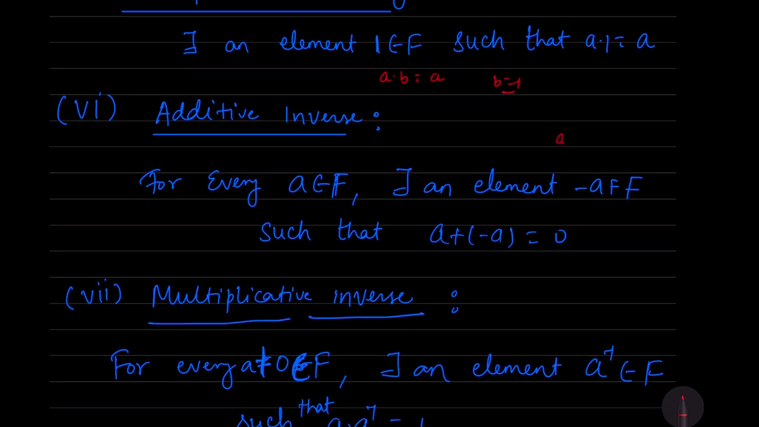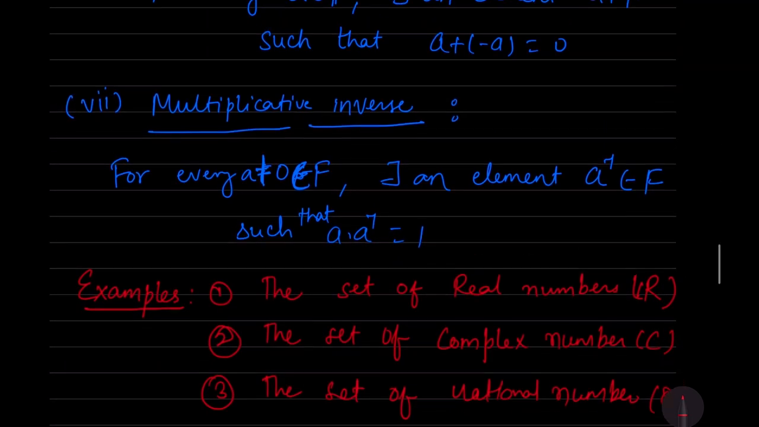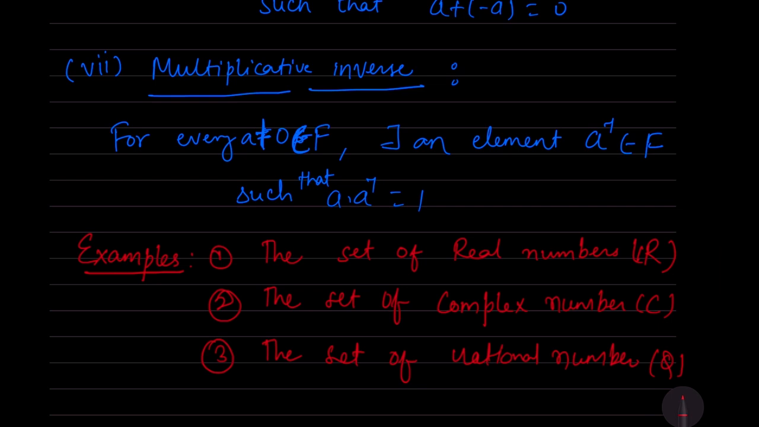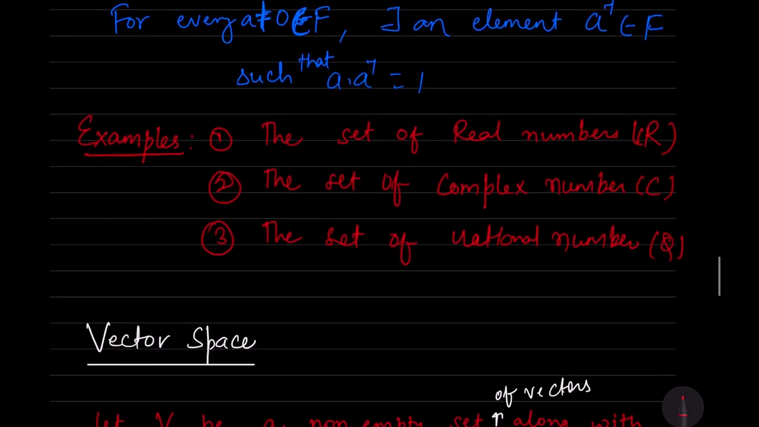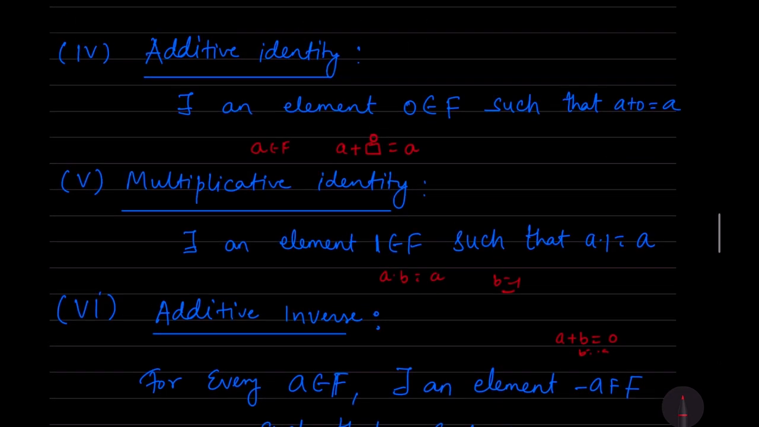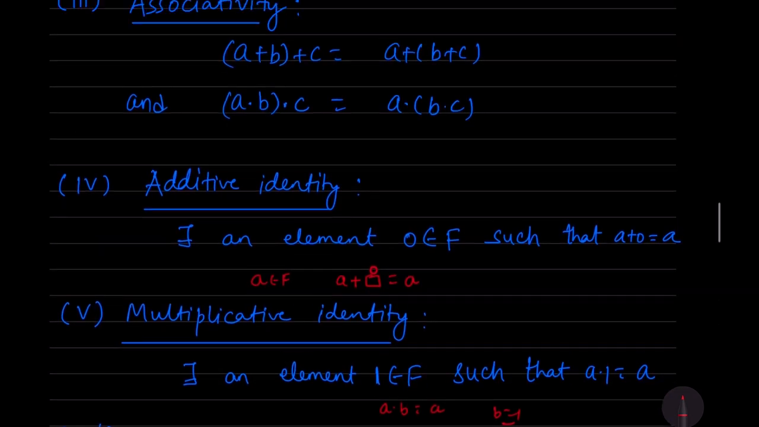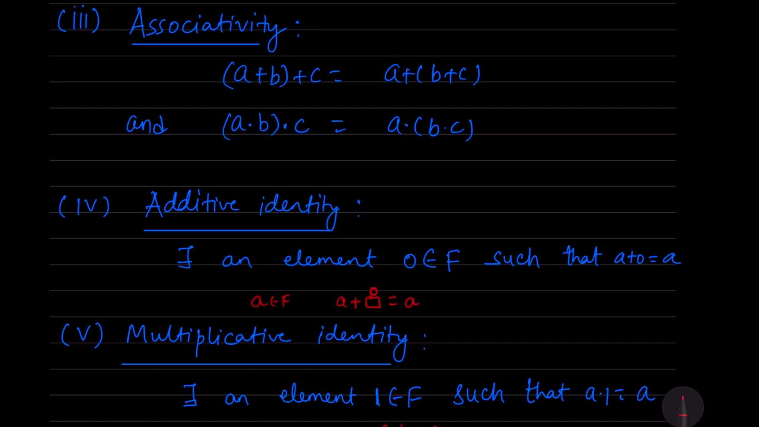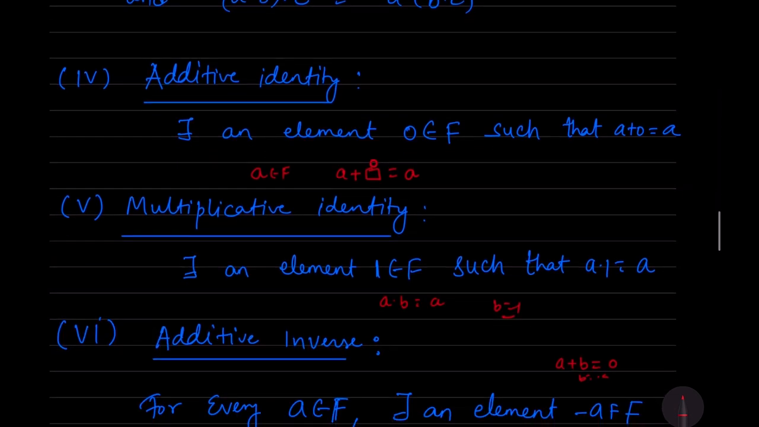Okay. Additive inverse means if we add an element B to A and that gives the identity element, then B will be minus A. Multiplicative inverse, same, if we multiply by that, it should give the multiplicative identity. So if any non-empty set satisfies these 7 properties, then we can say that the given set is a field.